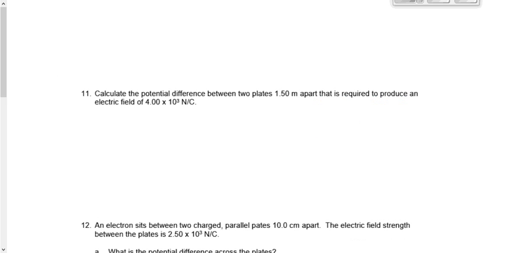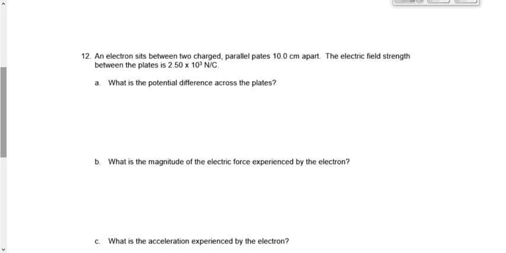Okay, the last one that I want to go over is number 12. It says, an electron sits between two charged parallel metal plates 10 centimeters apart. Here's the electric field between them. What's the potential difference? What's the electric force? What's the acceleration?